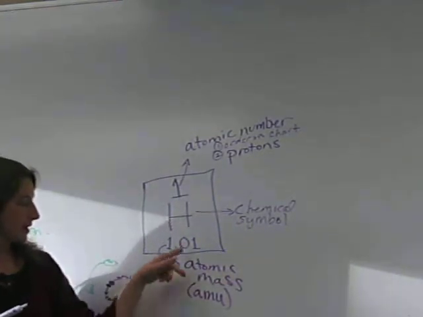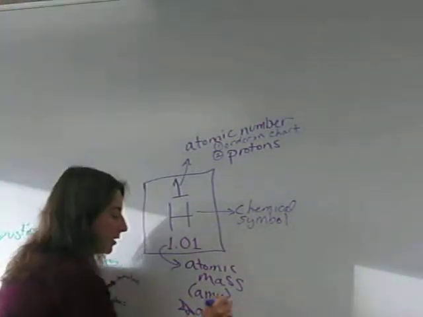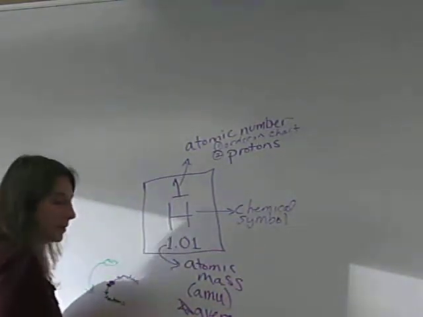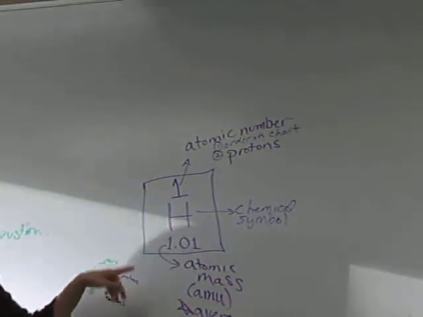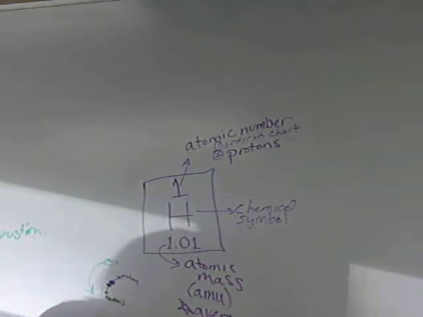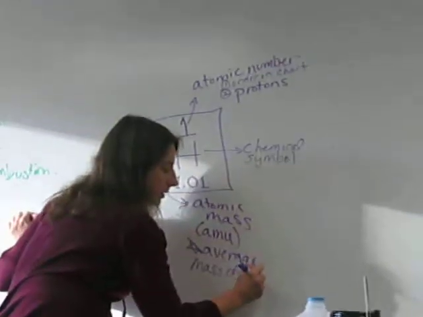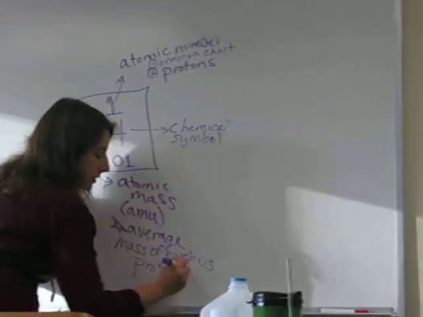The atomic mass is an average, though. Not one hydrogen has an atomic mass of 1.01 AMU. Some hydrogens have an atomic mass of 1, and some have more than 1. But they all have to have 1 proton. So the atomic mass average changes based on the number of neutrons also. So the atomic mass is the mass of the nucleus, so we've got protons plus neutrons.